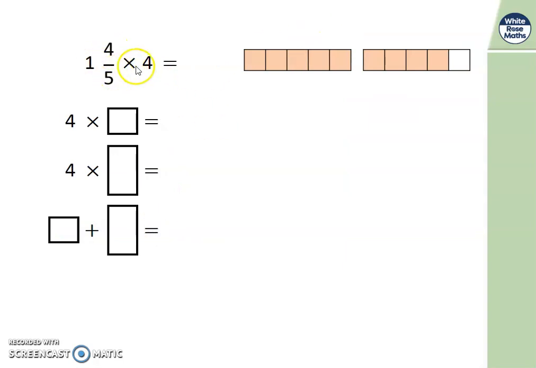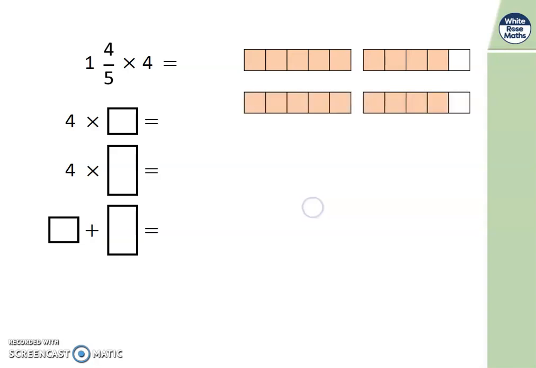1 and 4/5 multiplied by 4. Here's a bar model to get you started. We have a whole one here, split into 5 parts, 5/5, and here I've got 4/5. I need to imagine 4 lots of that, and I'm going to split it down into the whole one, and then the fraction, and then the 2 answers to add back together. Pause the video and have a go.